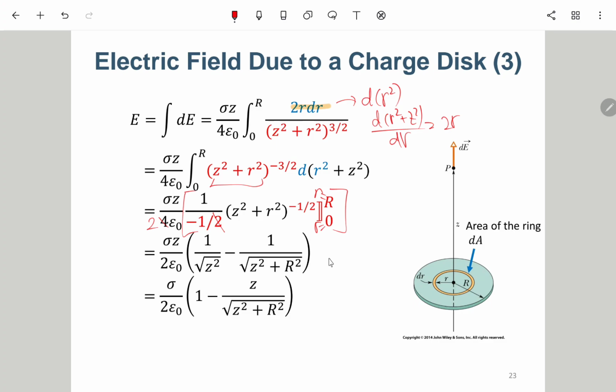Finally, we can distribute this z into here and here. This z and z cancel, so the first term becomes 1. And also here we have z over the square root of z squared plus capital R squared. So the final expression looks like this for this charged disk.